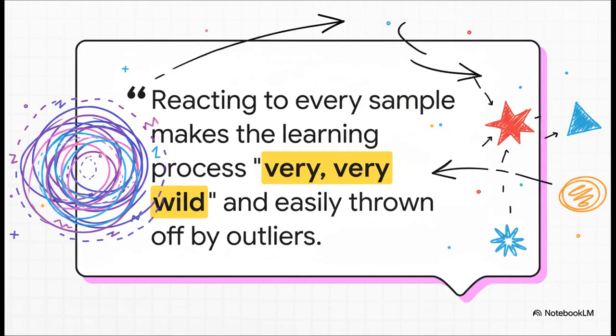And this really gets to the heart of the problem. Because it reacts to every single little thing, the learning process becomes, and this is a great quote, very, very wild. Think about it. What happens if the AI sees just one really weird, misleading piece of data, an outlier? Boom, it gets thrown completely off track. Its entire understanding can swing in a totally wrong direction because of just one bad example.